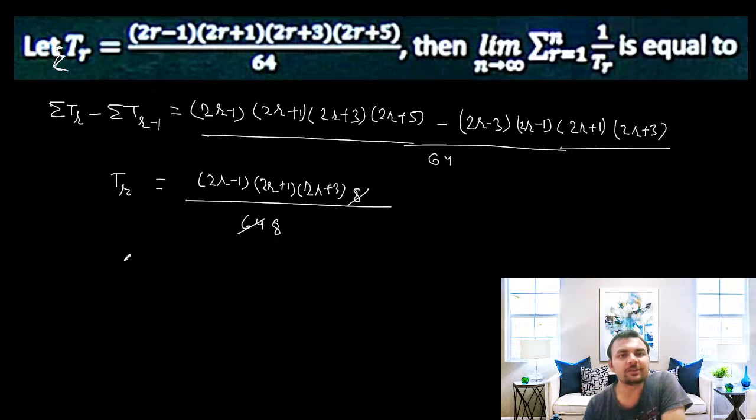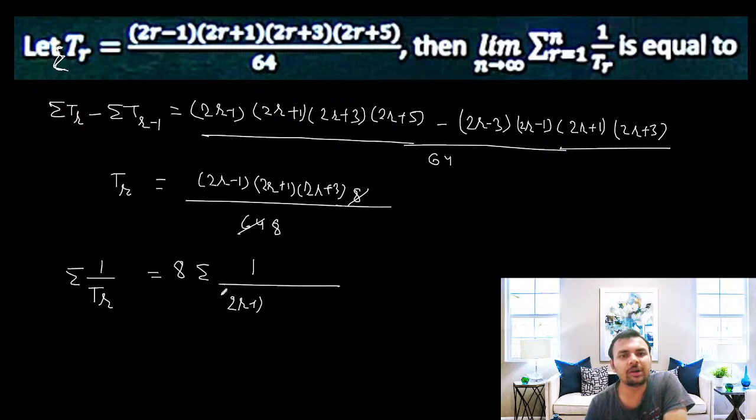Okay. So what will happen? 1 by r, summation is nothing but 8 summation 1 upon 2r minus 1, 2r plus 1, 2r plus 3. It is 8. Now the difference of these two is nothing but 2.